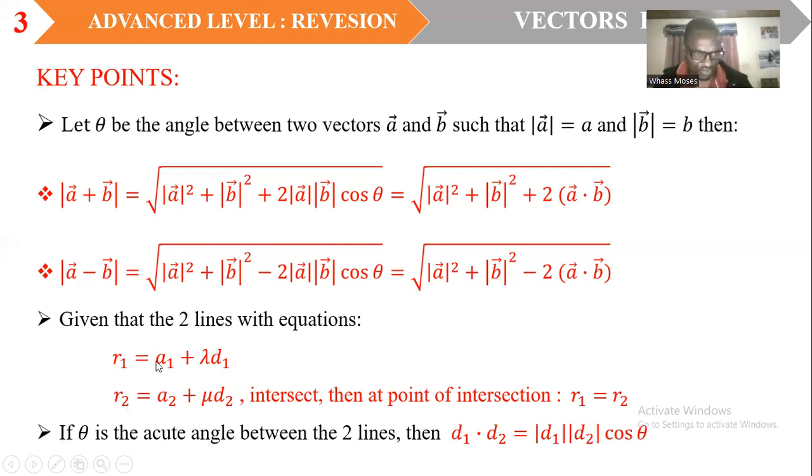Now, if you have the two lines and we are told that theta is the acute angle between the two lines, then we need to identify the vectors in the directions of each of these lines, D1 and D2. And once that is done, the dot product of those two vectors, D1 and D2, will be equal to the magnitude of D1 times the magnitude of D2 times the cosine of the angle theta. Or to find the cosine of the angle theta, you find the dot product of the vectors D1 and D2 over the magnitude of D1 times the magnitude of D2.